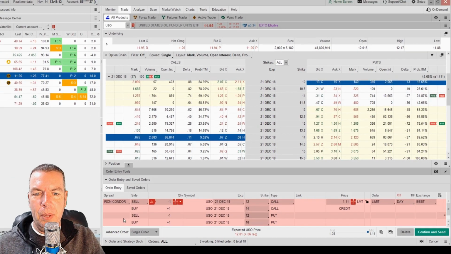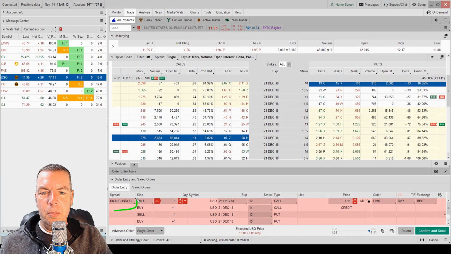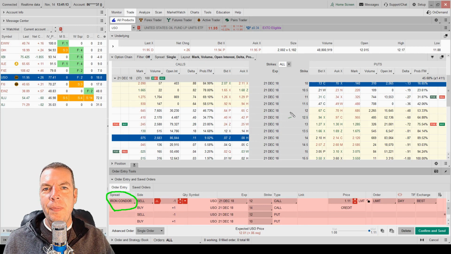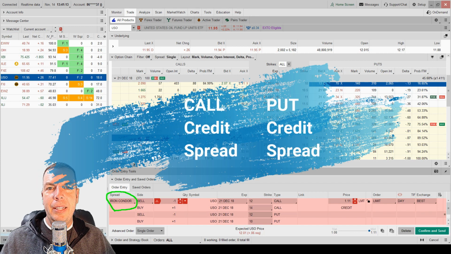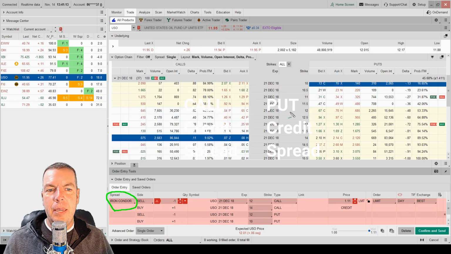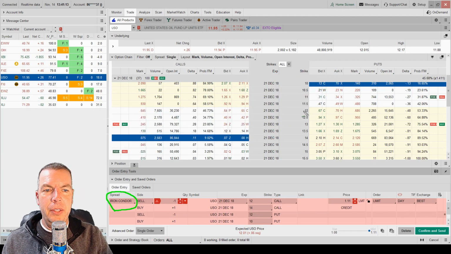You know, ThinkorSwim calls it an iron condor, but it's really technically an iron butterfly because those sold strike prices at that 12 both share that same strike price. So again, remember, on an iron butterfly, we're really just selling a call credit spread and selling a put credit spread, and those sold strikes share the same position. So in this case, they're sharing that 12 strike.